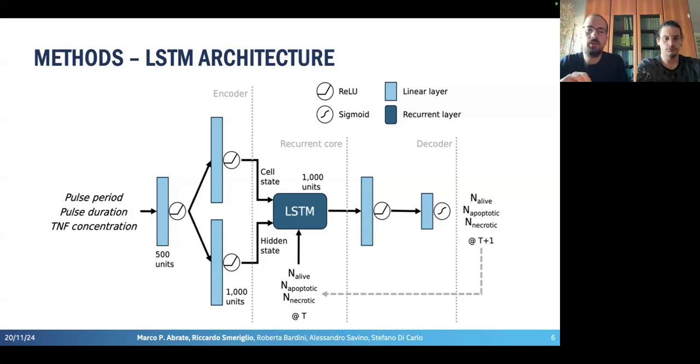And the LSTM purpose is to predict what the number of these cells is going to be in the next time step. And this is done through a decoder, which is again multiple feed-forward layers. This is then compared to the ground truth to train our architecture.